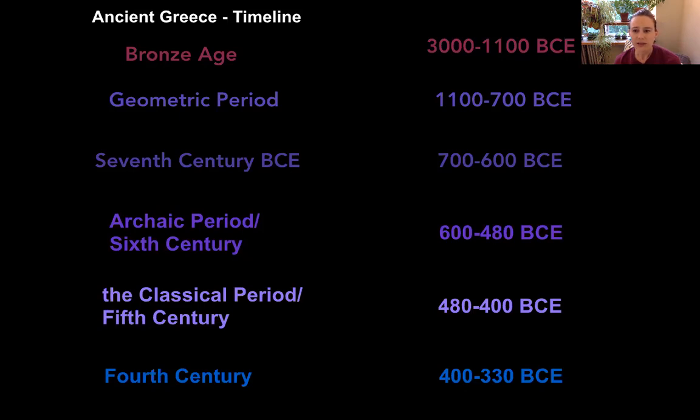So geometric period, what I talked about earlier is the Dark Age, the so-called Dark Age. The other term, geometric, refers more to the style of art, as we'll see. And then the other periods, 7th century, I just left as a chronology.